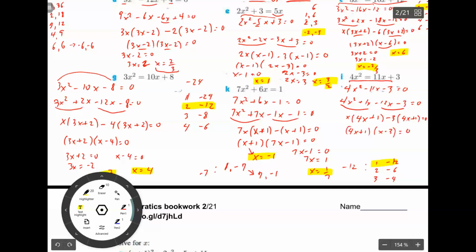And so now we can figure out our solutions. 4x plus 1 equals 0. 4x equals negative 1. x equals negative 1/4. x minus 3 equals 0. x equals 3 is the other solution. So we're done. The solutions are x equals negative 1/4 or x equals 3. And that's it for page 1.